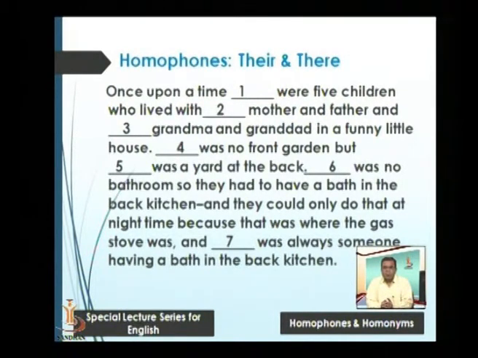Gap was no front garden, but gap was a yard at the back. So in the first gap, there was no front garden, but there was a yard at the back. In both these gaps we are using THERE. Next sentence is gap was no bathroom. So they had to have a bath in the back kitchen, and they could only do that at night time because that was where the gas stove was, and there was always someone having a bath in the back kitchen.